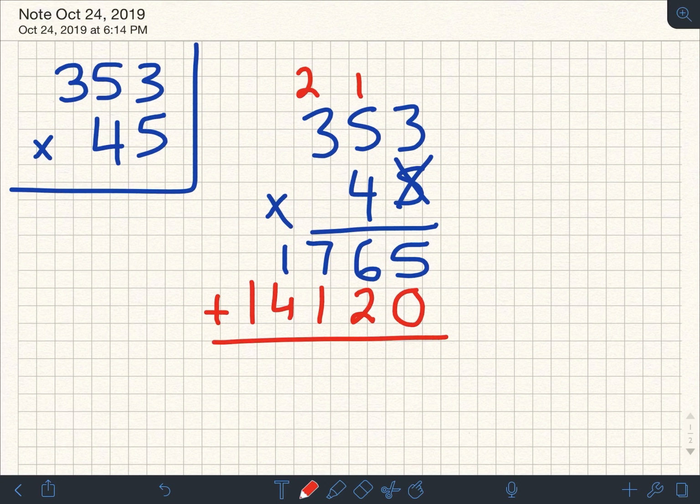And then we just add these 2 numbers we came up with together. We get 5, 6 plus 2 is 8, 7 plus 1 is 8, 1 plus 4 is 5, and 1 plus nothing is 1. So our answer is 15,885. That is standard multiplication. So I'll erase all this, and then we'll do the next way.